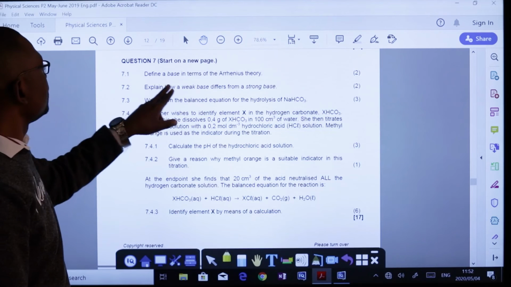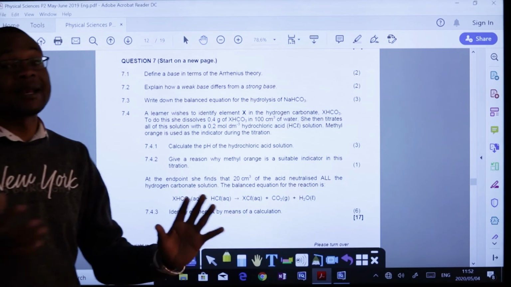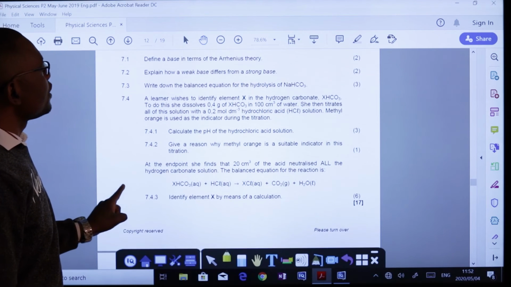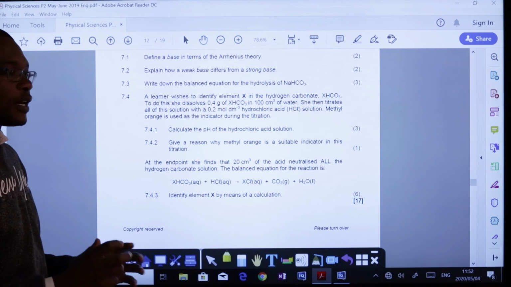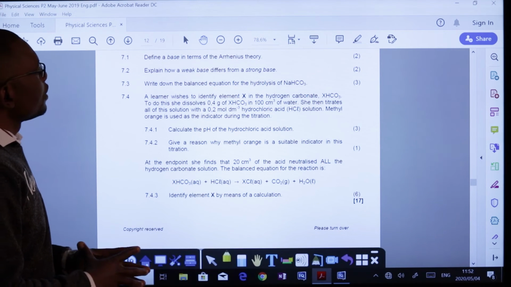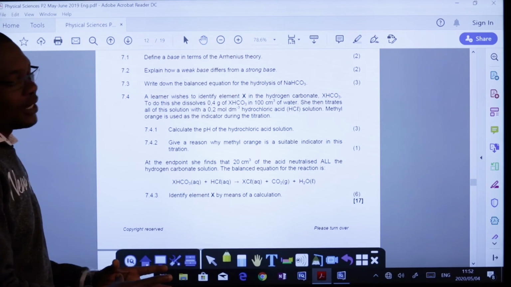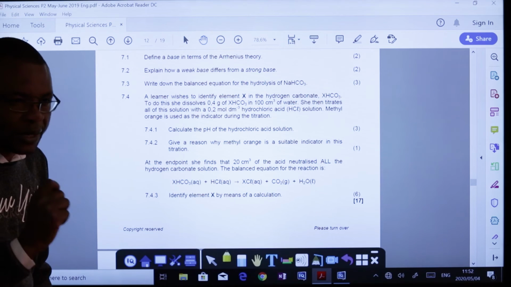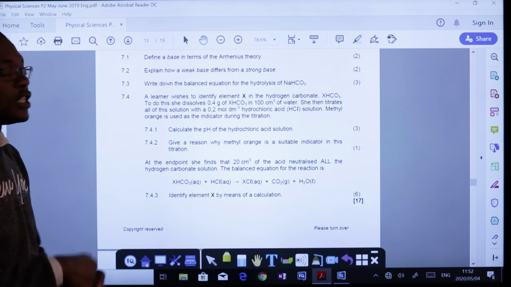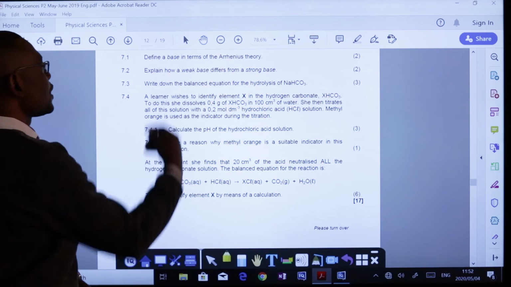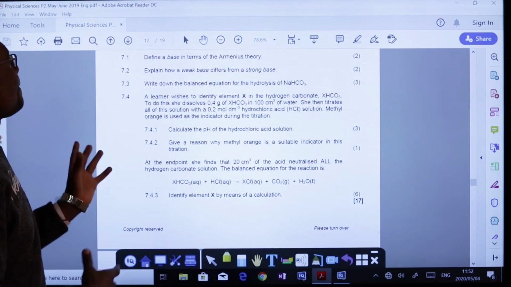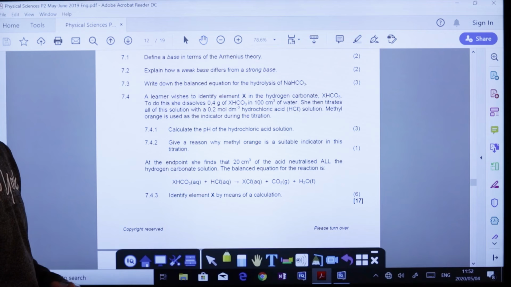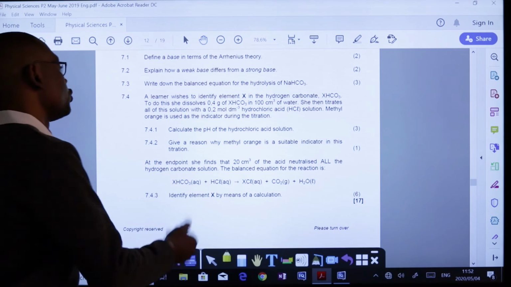So here we are told to define a base in terms of the Arrhenius theory. We know that Arrhenius says that a material can exhibit acidic or basic properties only when it is dissolved in water. So according to Arrhenius, a base is a substance that increases the concentration of OH minus in aqueous solution. For 2 marks.